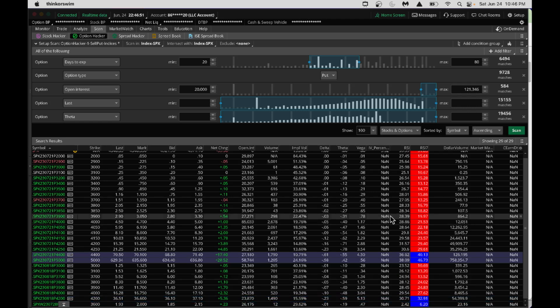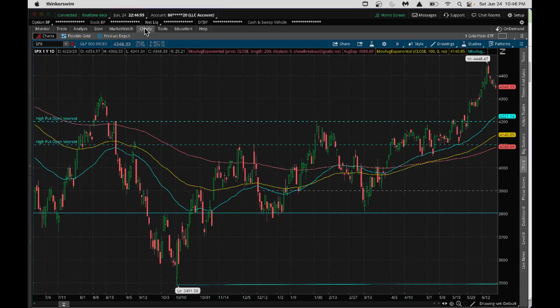All right, let's jump in here and go to the trade tab. Before we go to the trade tab, the charts. What I've done is I've looked at these levels. Look, I've got 4200 here. 4200 is a good level right here.